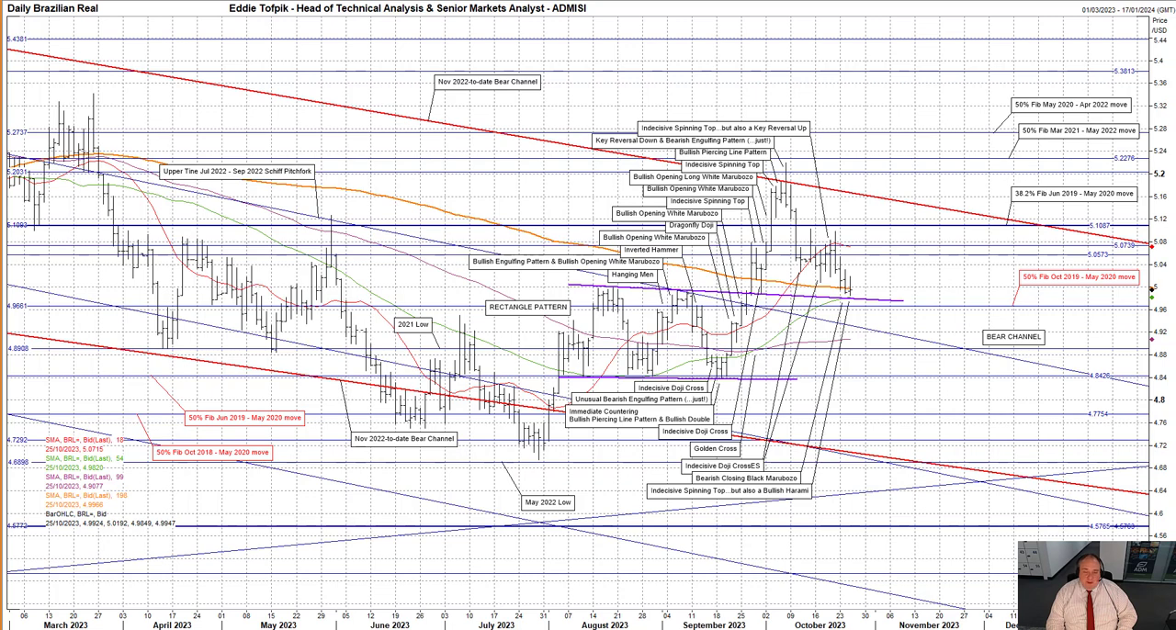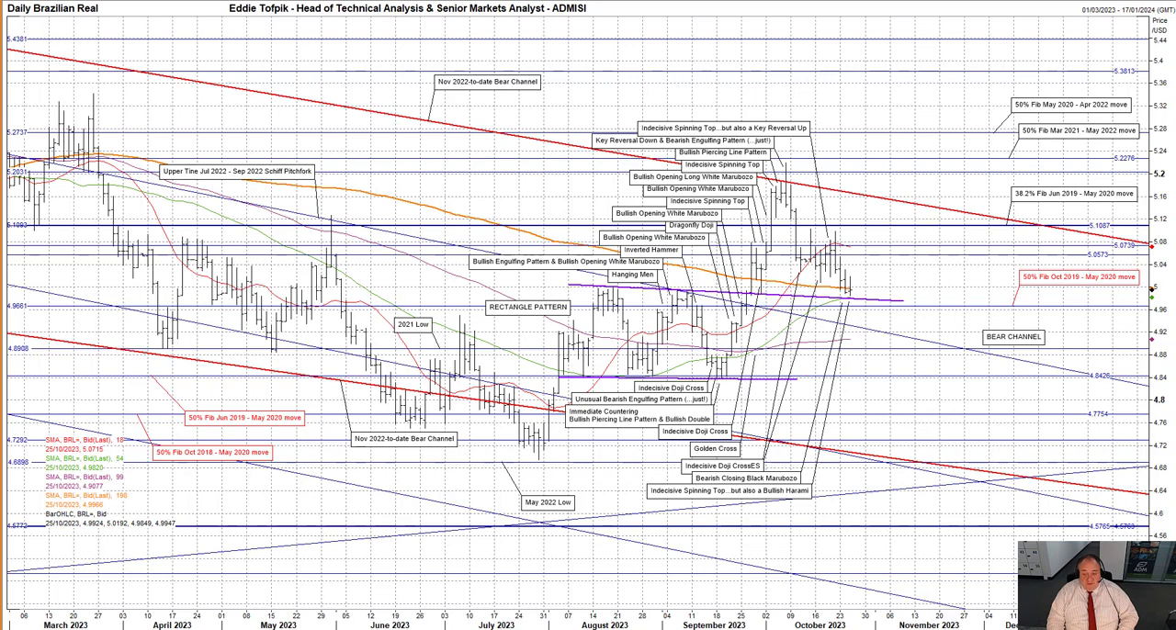US dollar against the Brazilian real. An indecisive spinning top yesterday, which could, after a fashion, be seen as a bullish harami. All this was created by the market closing below, in the previous session, the long moving average highlighted in gold, currently at 499.66, for the first time this month.